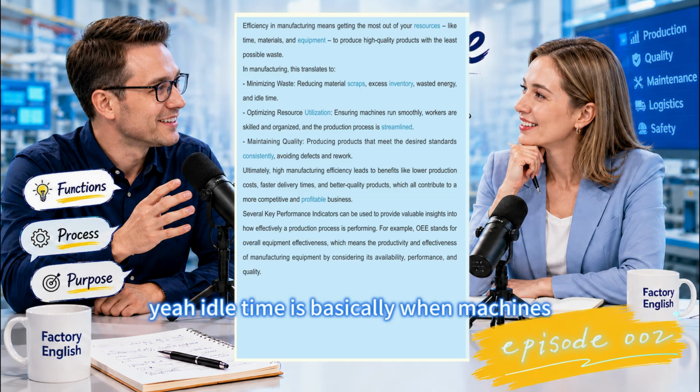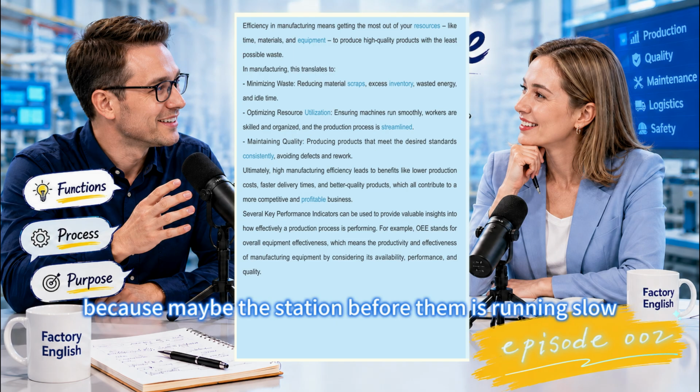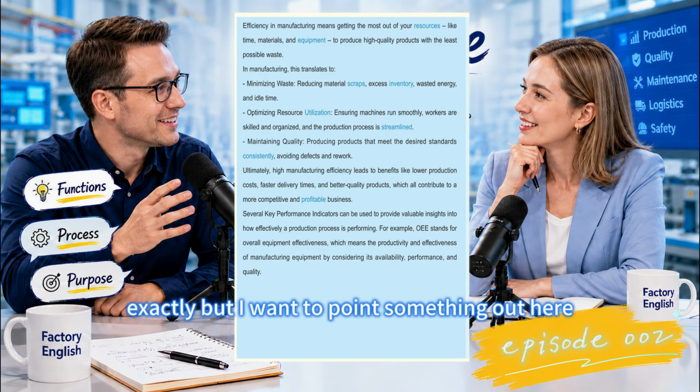Yeah, idle time is basically when machines or workers are doing absolutely nothing. They are just waiting for the next step, because maybe the station before them is running slow. Exactly. But I want to point something out here. Yeah, I have a question about this, actually.